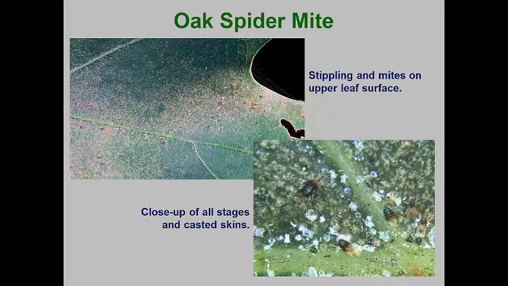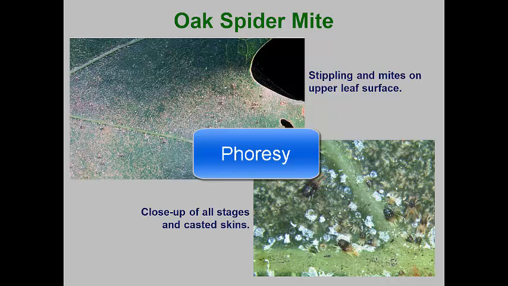Like we learned with the two-spotted spider mite, most spider mites get from one plant to another by ballooning. But there is some evidence that mites can also hitch a ride with other insects or on birds. The term for this is called phoresy.